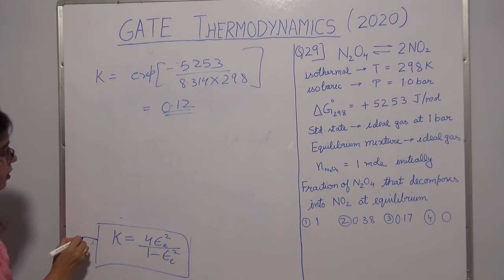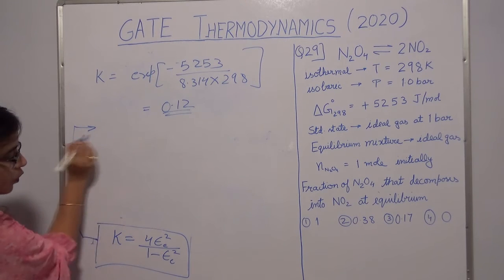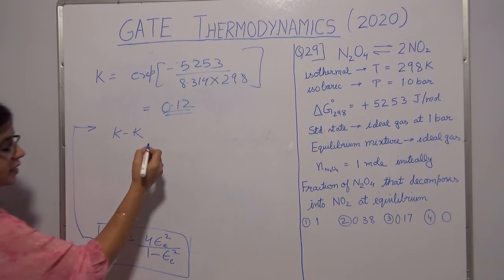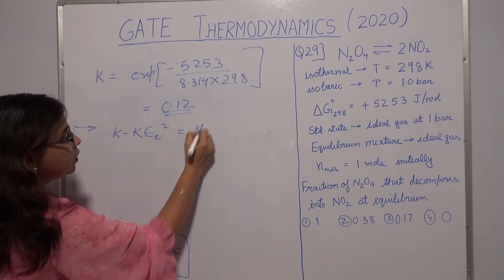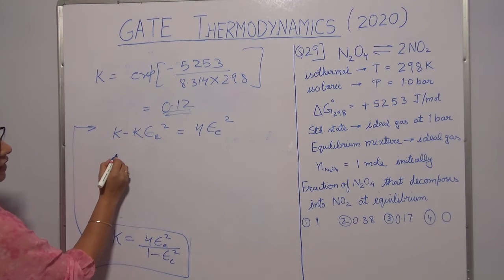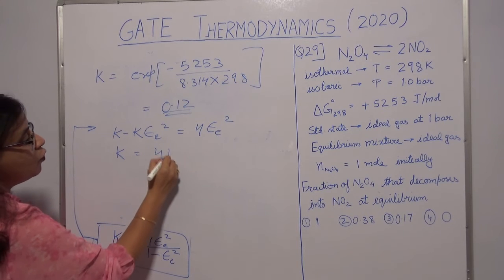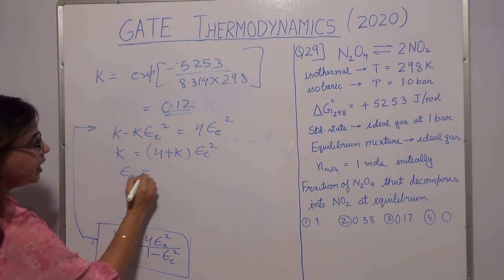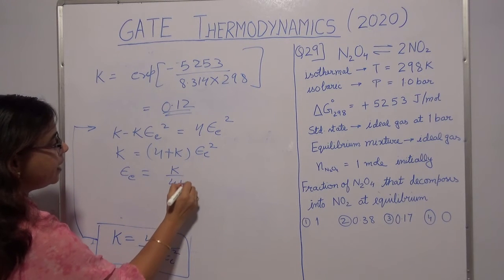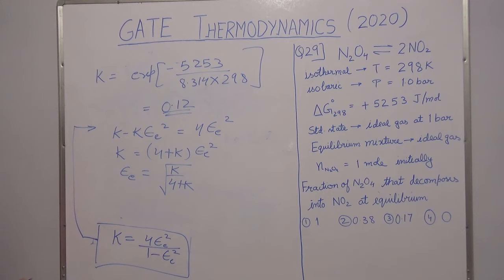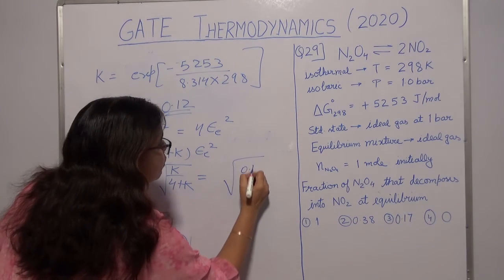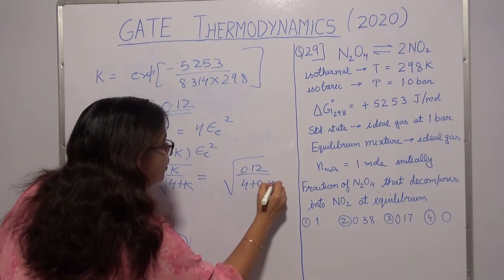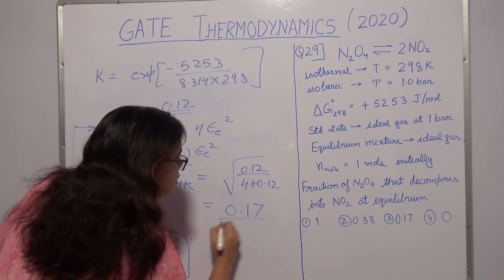Okay. So from this equation, what I get is K minus K times epsilon E square equal to 4 epsilon E square, or I can write that K is equal to 4 plus K epsilon E square, or I can write epsilon E equal to K upon 4 plus K under root. Now this is the best time when I can put the value of K and quickly evaluate your extent of reaction. So you do it. It is 0.12 upon 4 plus 0.12, and your answer comes out to be 0.17.